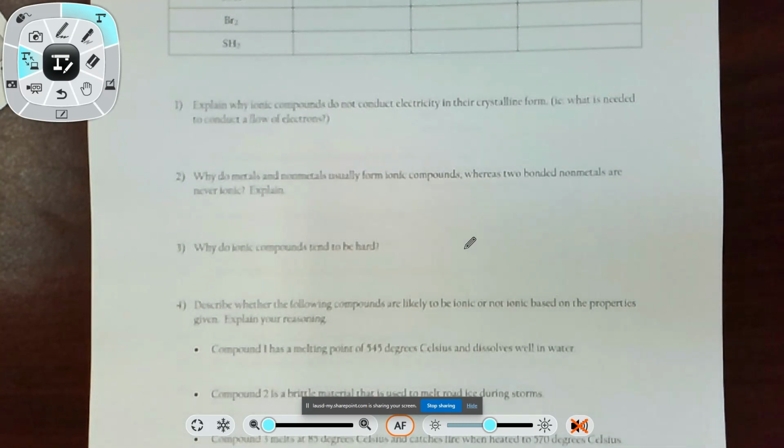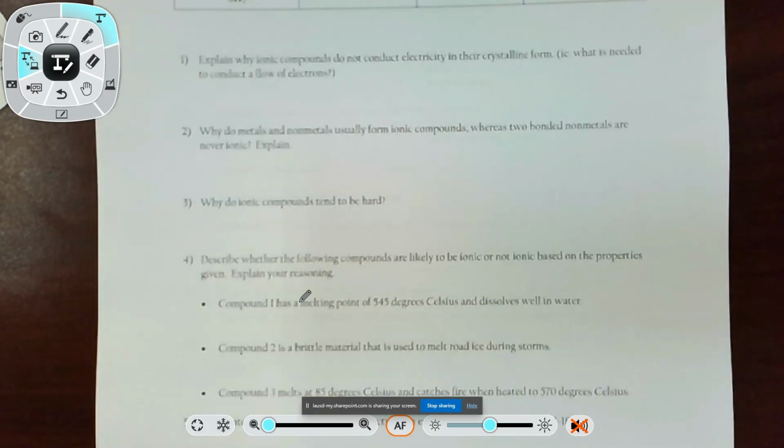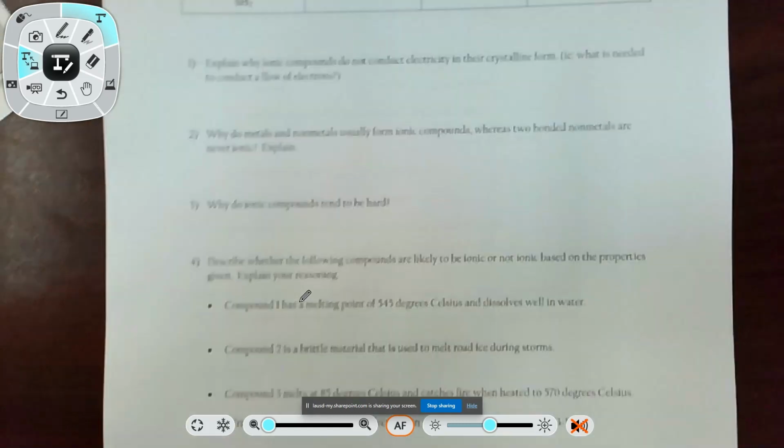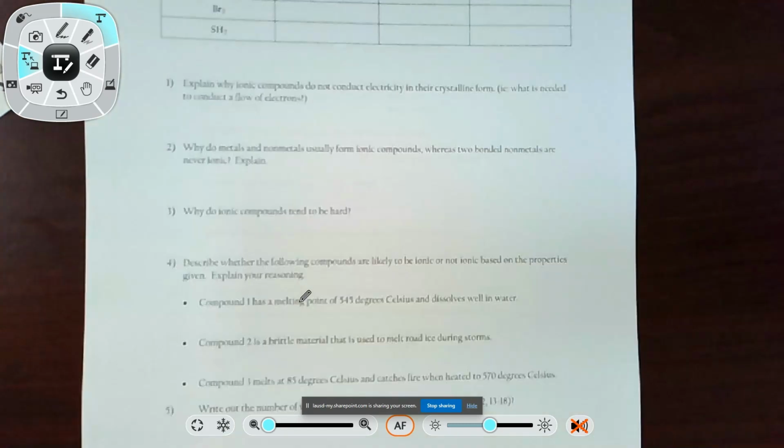Number four, describe whether the following compounds are likely to be ionic or not based on the properties. We have compound number one here. It says compound one has a melting point of 554 Celsius and dissolves well in water. So it has a very high melting point, it's high temperature, and it's also soluble in water. So we know it's a polar substance. It meets both qualifications for an ionic substance.